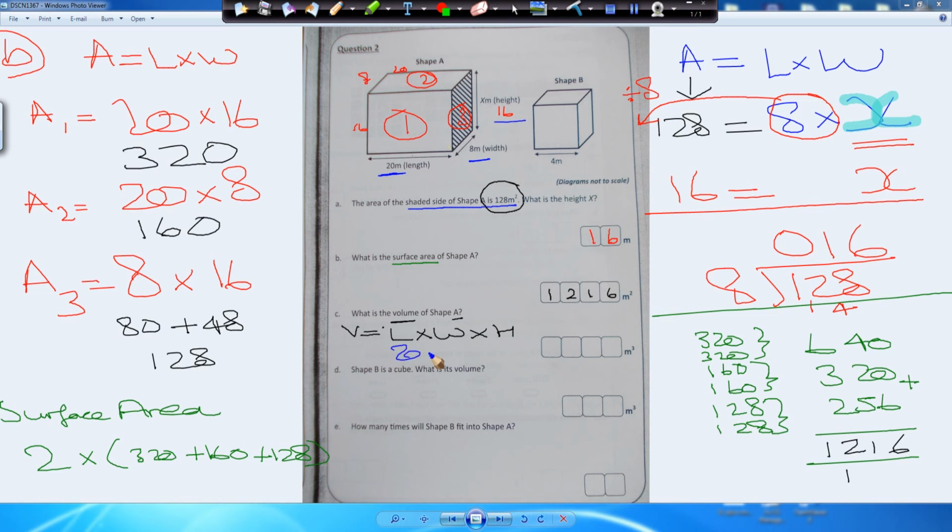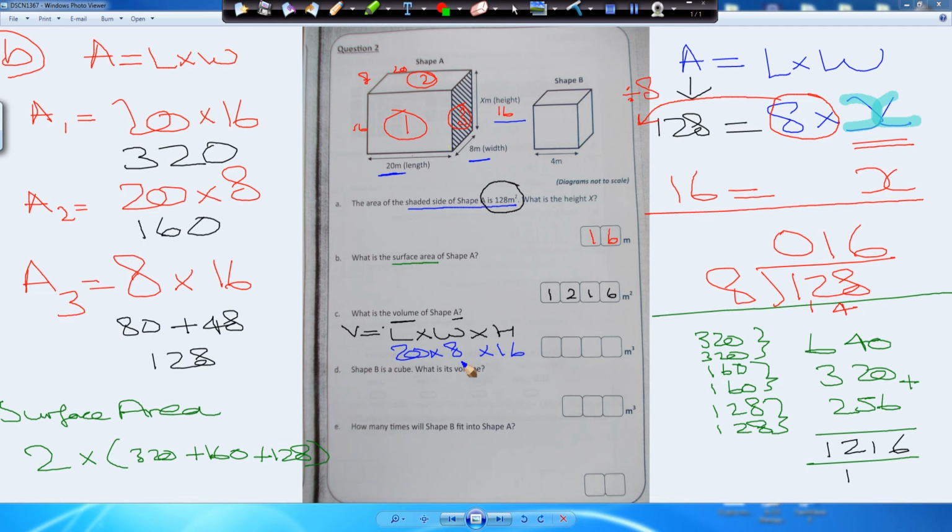So we've got 20 times by 8 times by 16. Okay, quick question, Harun. If somebody else put these numbers in a different order in the exam, will they get it wrong? No. Good. Okay, let's work these out now.